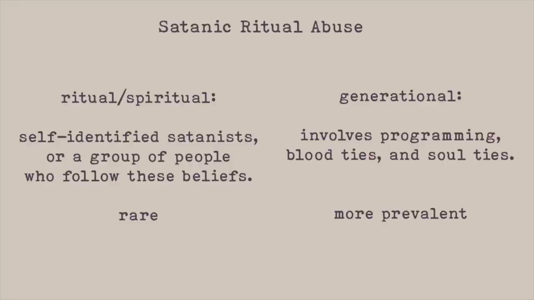This type of abuse is typically done by self-identified Satanists or a group of people who follow those beliefs. This form of abuse is rare, but the most thought of and heard of. The second form of SRA is generational. This does involve programming, blood ties, and soul ties. Generational ritual abuse is extremely difficult to break away from, as the families usually have strong ties to the community.